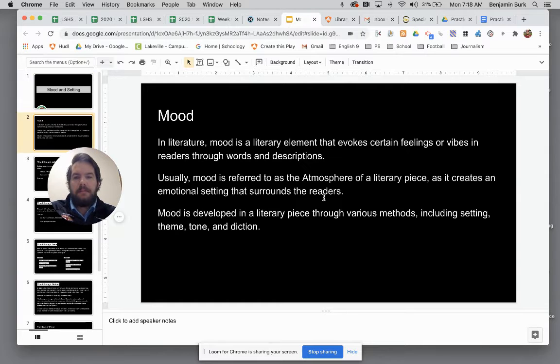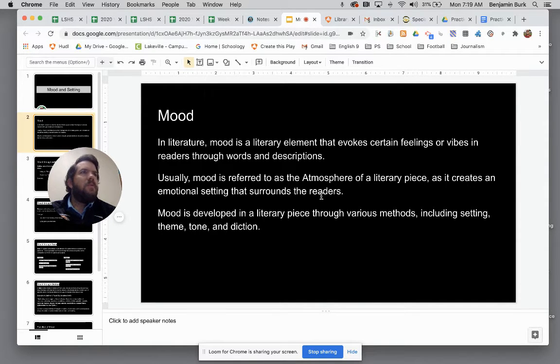So first of all, what is mood? We're talking about literature. We're talking about short stories in our short story unit. Every story has a mood element. That is the feelings or vibe or emotions the readers are supposed to go through. That's created by the author through the use of their language and the things that they describe.